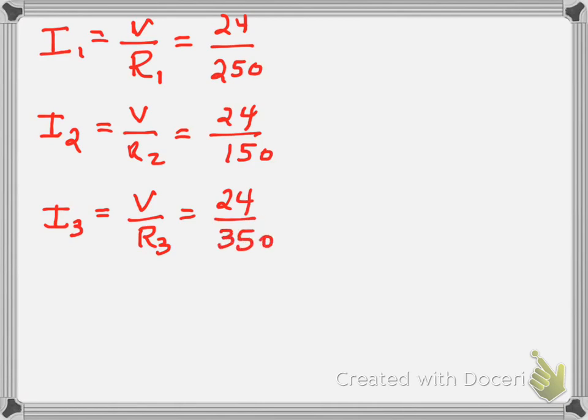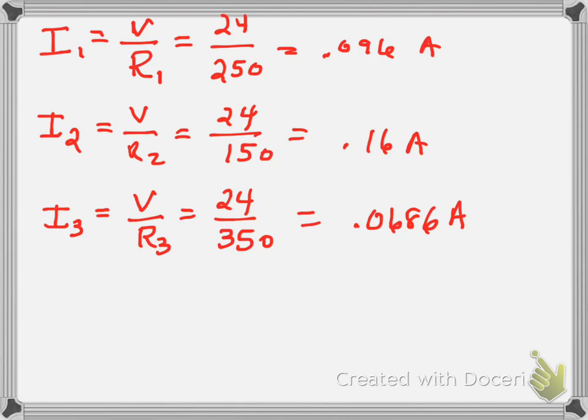And so now if you divide all those to figure out how many amps for each one, the first one we get about 0.096 amps. The second one we get 0.16 amps. And the third one we get 0.086 amps.